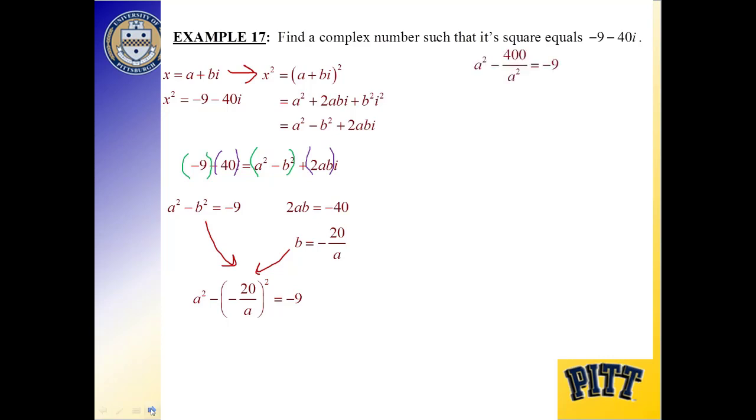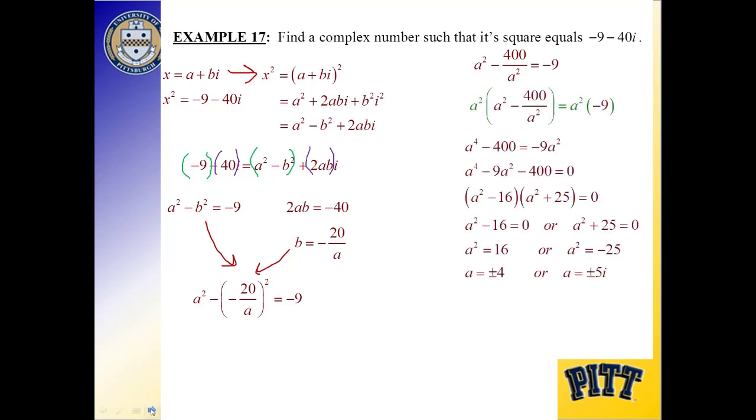So a squared minus 400 over a squared is going to equal -9. And I'm going to try to solve this out. I'm going to multiply both sides by a squared. I get a to the fourth minus 9a squared minus 400 equals 0. It is a fourth degree equation, but since it only has three terms set equal to 0, and the second term has an exponent that's half the degree of the first term, with one constant term, that's a quadratic format.